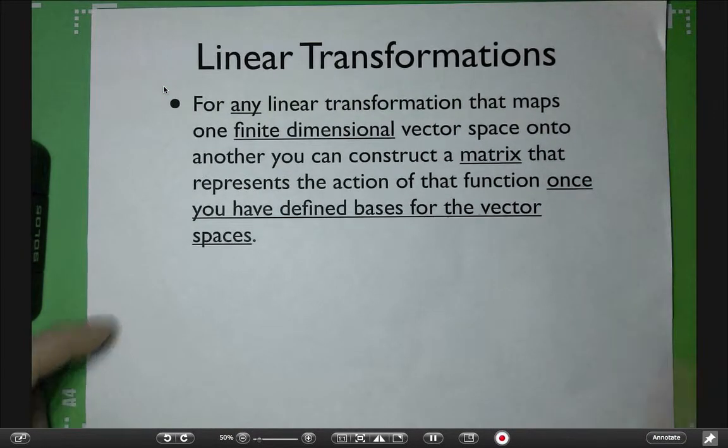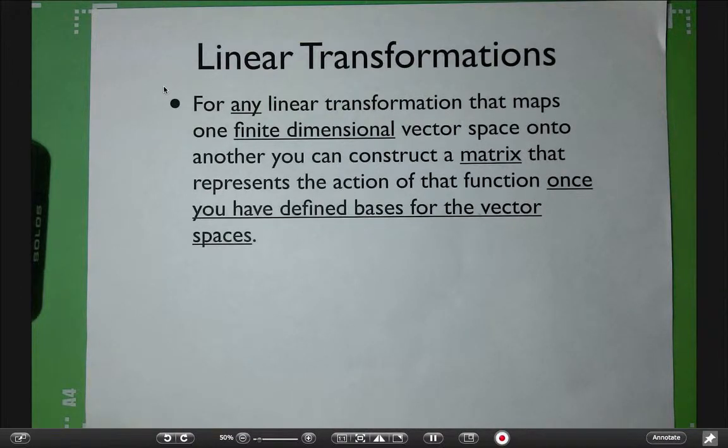Okay, so this is a quick summary. Linear transformations: if I take an arbitrary linear transformation, it maps one finite dimensional vector space onto another finite dimensional vector space. Most of the vector spaces we are dealing with are finite dimensional. We had some examples of vector spaces that would not be finite dimensional, like all the functions on the real line or on some interval. But all these R^n, they are finite dimensional.